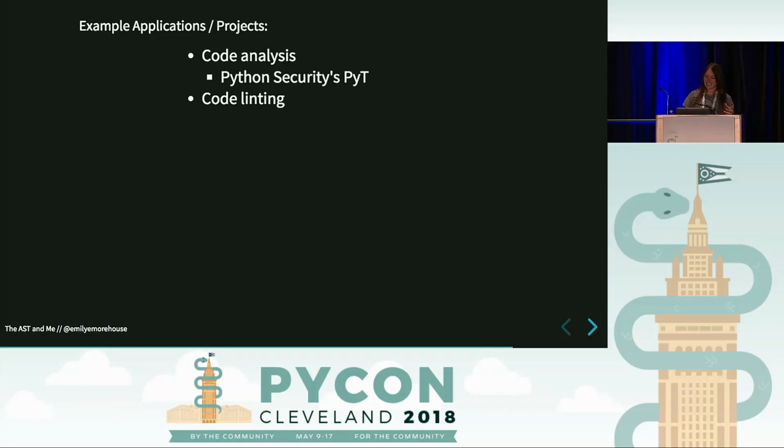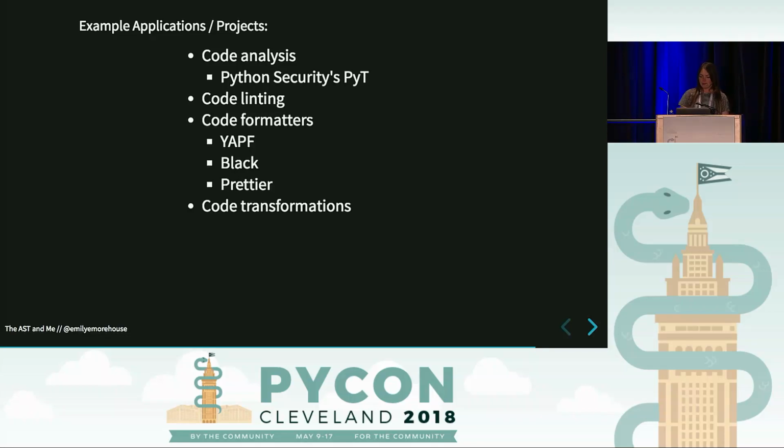Code linting. There's many code linters that are built into your editors, or that you run on your code before you push it, or maybe it gets run in continuous integration. Those all rely on ASTs. Code formatters, there's a few of these. Yet another Python formatter that's owned by Google. There's Black, that is a newer Python formatter. And Prettier, which is a JavaScript formatter, if you're in that world.